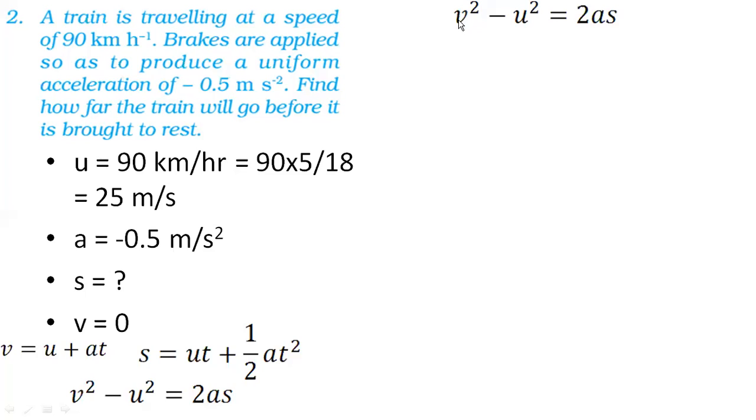V value is 0, so 0 square minus u square is 25 square, so that would be 0 square minus 25 square, equal to 2 into a value, which is minus 0.5. Okay, minus 0.5. Make sure you are taking minus into s. Okay, all you have to do now is calculate. So give me the calculation. What would be the answer of s in this particular equation? Just solve it.